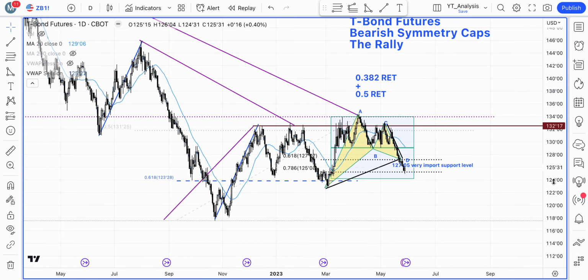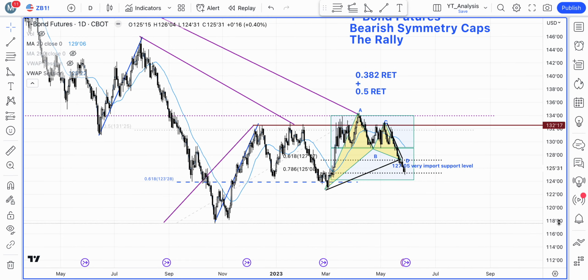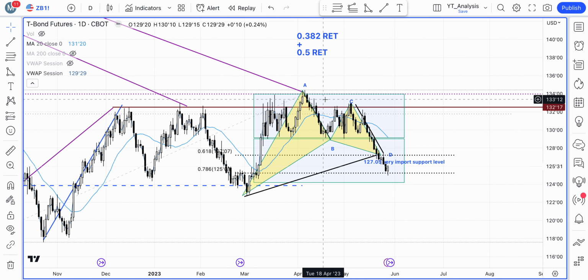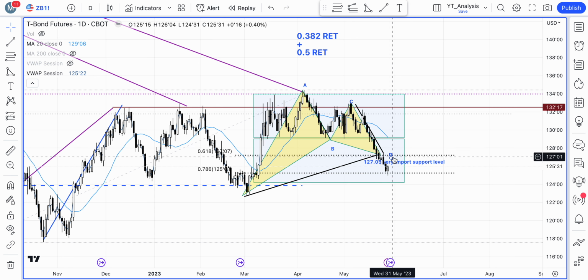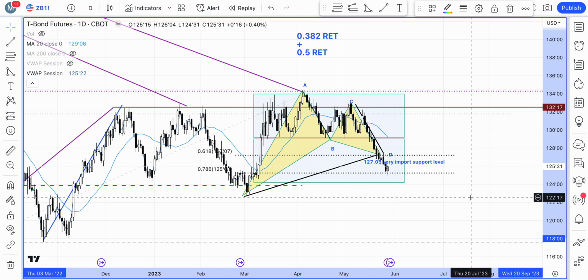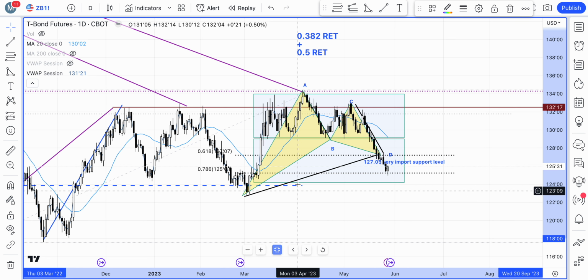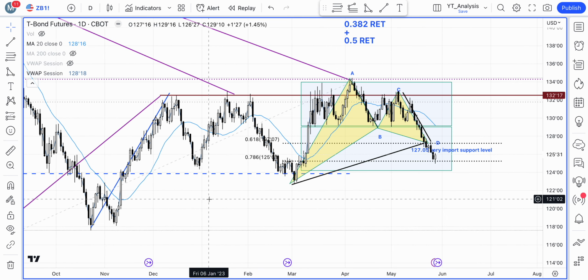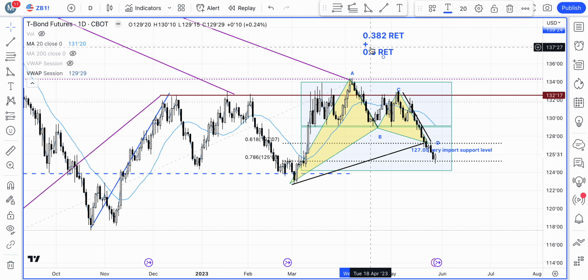But what we were also anticipating was a pattern formation, which is highlighted in yellow here. We were looking for an ABCD formation to come right here, and also a 61.8% Fibonacci retracement coming around the 127.08 level. The bonds trade in 32nds, so each tick is about $31.25, and you can look up the definition on the website. If you Google US Treasury bond futures, it will give you the prospectus.